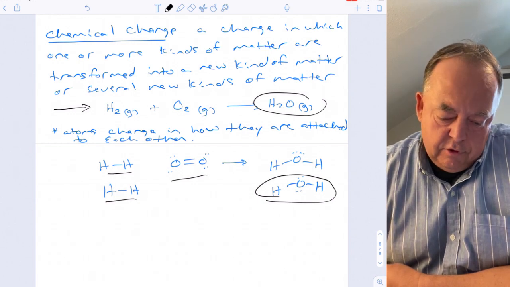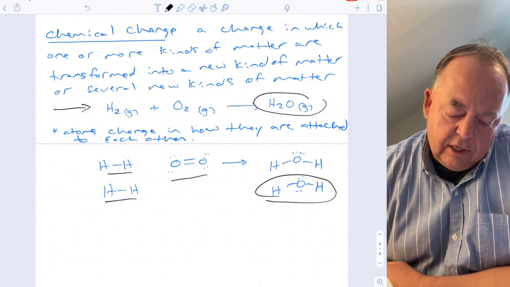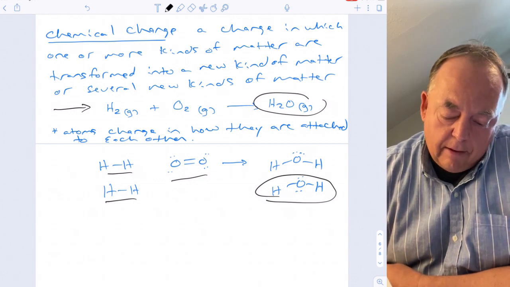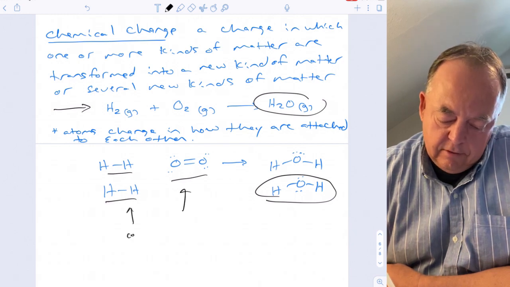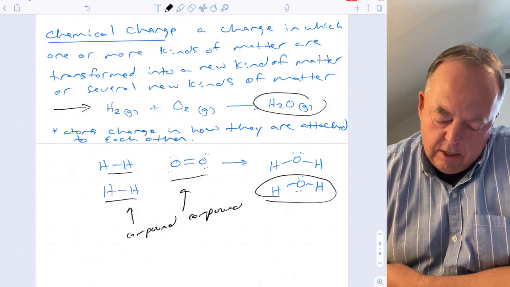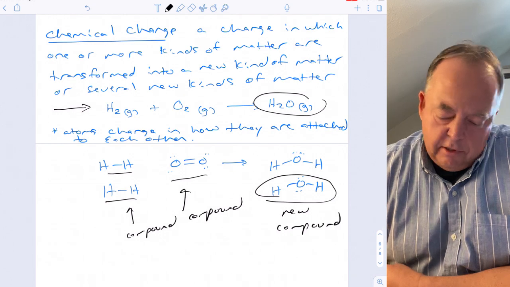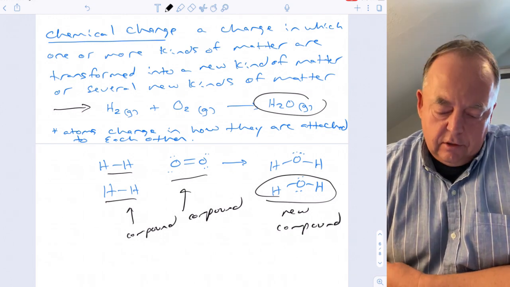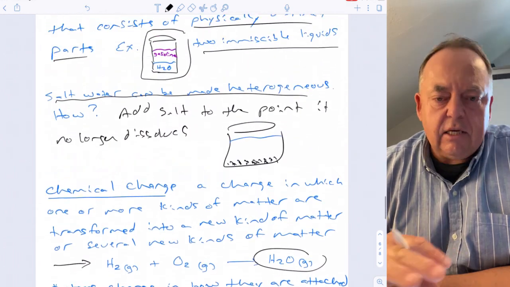And in this case, you would be changing two different compounds, right? These are both compounds. And now you've made a new compound because you've changed the way atoms are attached to each other. Okay, so that's the basic definitions of matter and its subcategories.